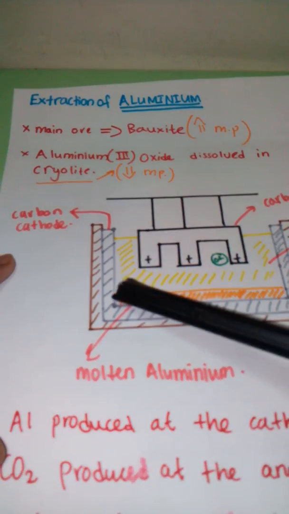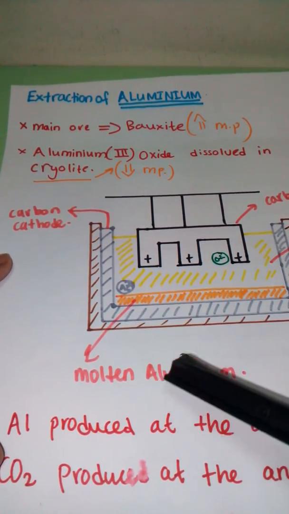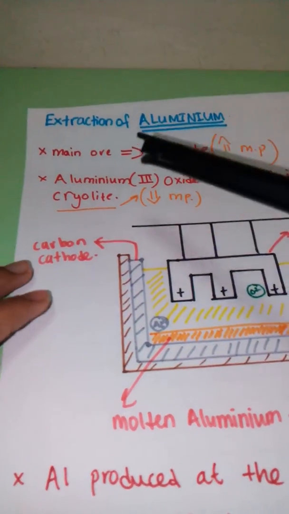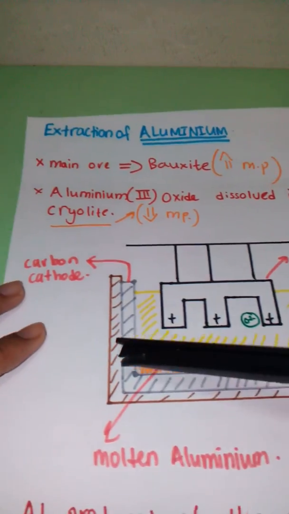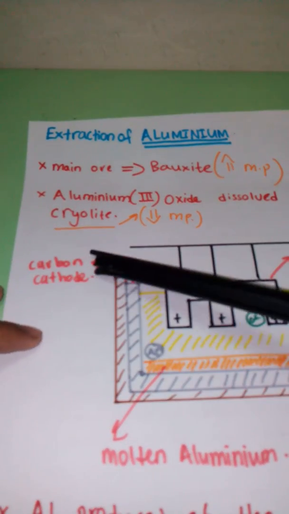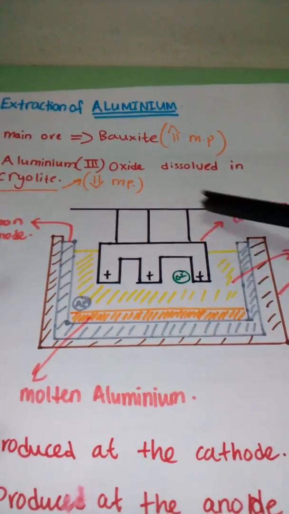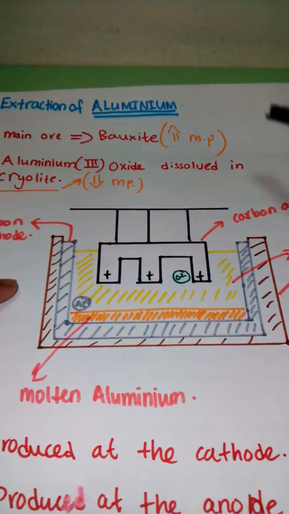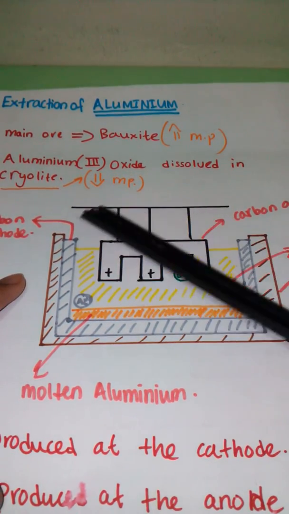This orange part down here is the molten aluminium, and we have the gray lining of the container, which is the carbon cathode. So what happens in this whole process? I'm just going to explain, there are half equations, but we'll talk about that in a little bit.